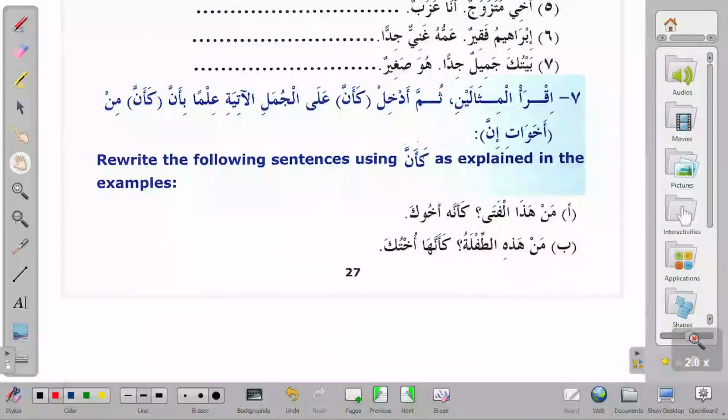Okay, so this is another assignment that they have given us. اقرأ المثالين ثم أدخل كأن على الجمل الآتية علما بأن كأن من أخوات إن. So this is another thing that we call كأن.